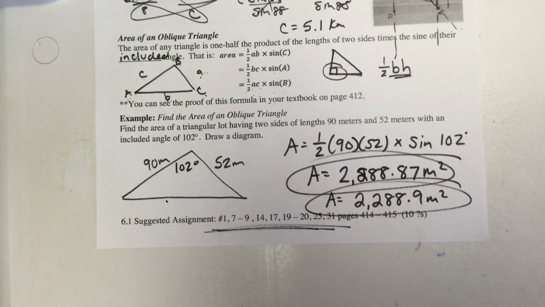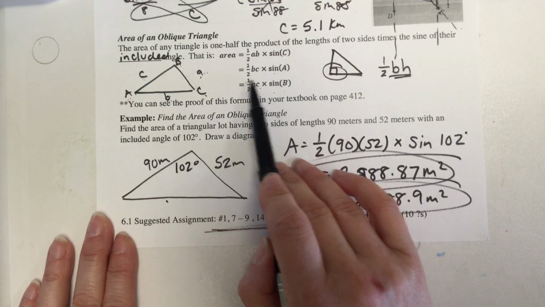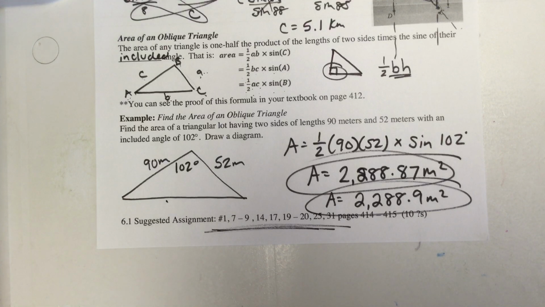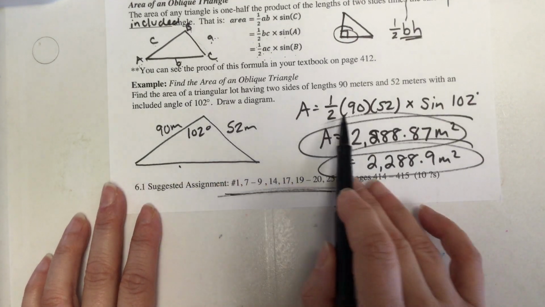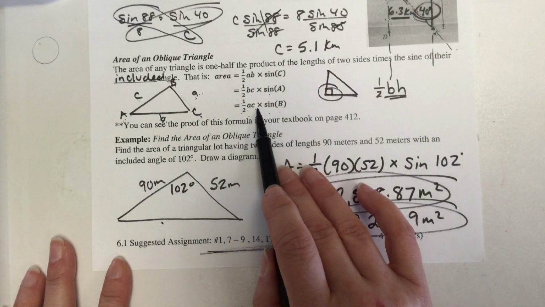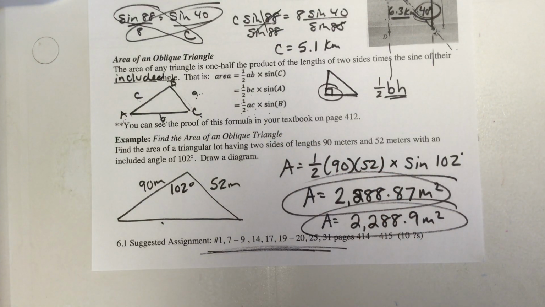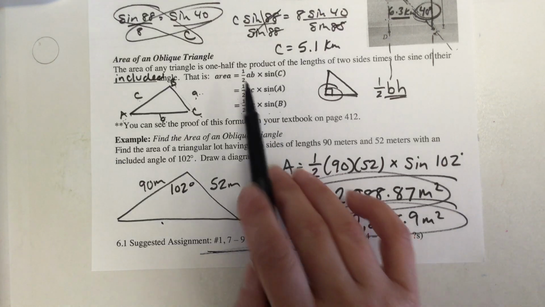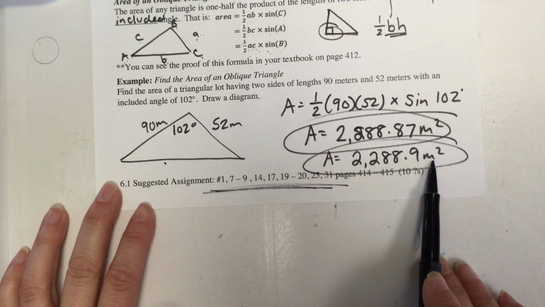You take 1/2 times the two sides. It doesn't matter, it's the commutative property for multiplication. Remember, you can multiply in any order. So if I had said 1/2 times 52 times 90, the commutative property says I'm going to get the same answer. So don't worry about whether it has to be A and then C, or A and then B. You can go 1/2 B times A and you're going to get the same answer. All you have to do is take 1/2 times the two sides times the sine of the angle in between. Make sure you remember that when you label area, it's always squared.